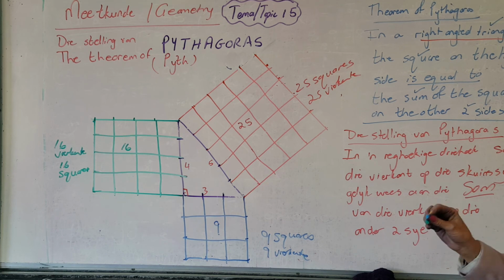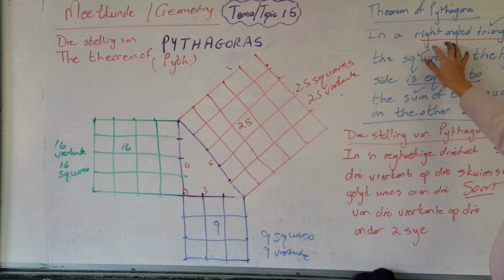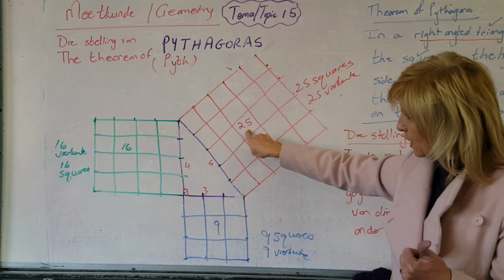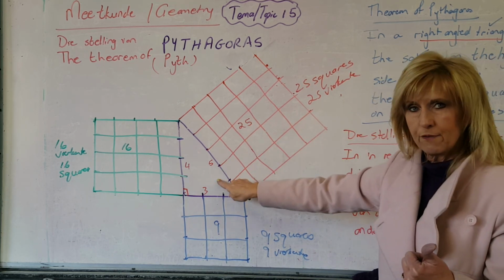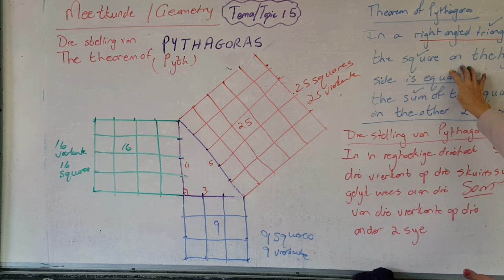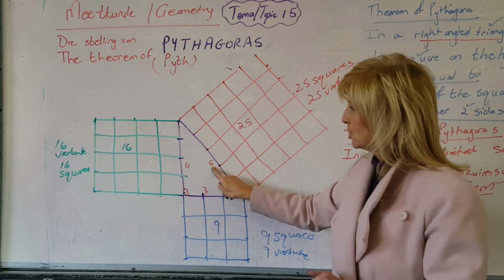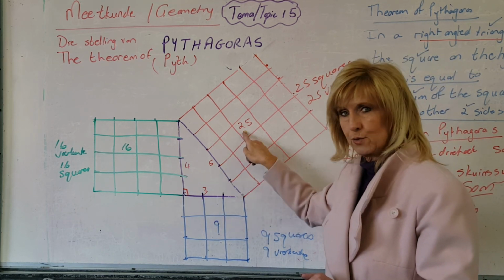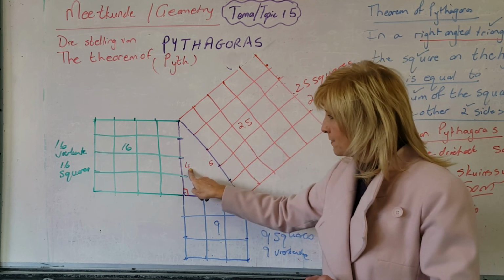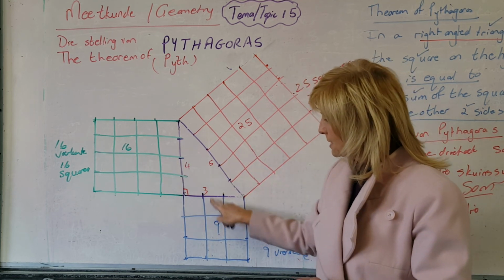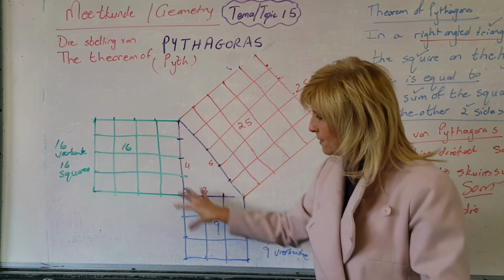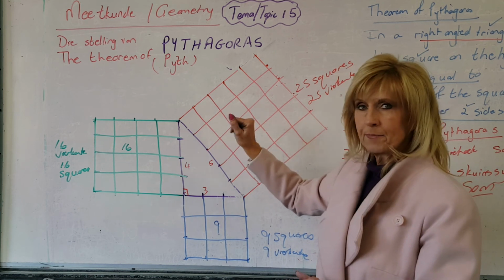Now, after saying that, let's just check it again. In a right angle triangle, point number 1, the square on this side, square, sien jy dat dit 5 square is, it's 5 square. The square on the hypotenuse side is equal to the sum of the squares. It's not, the hypotenuse is equal to the sum of those two. It's the square on the hypotenuse, 5 square, 25, is equal to the sum of this square, which is 16, plus this square, which is 9, which gives me 25 equals 25. So if I add them together, I'll get the same as this.